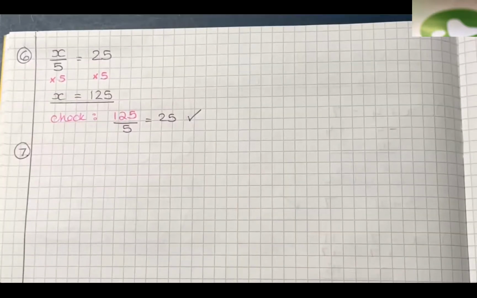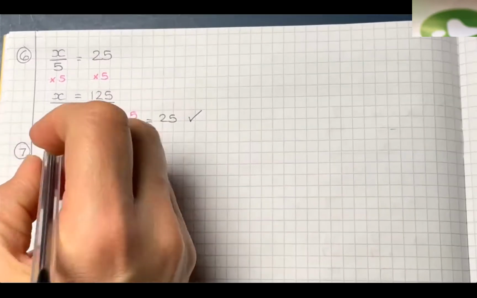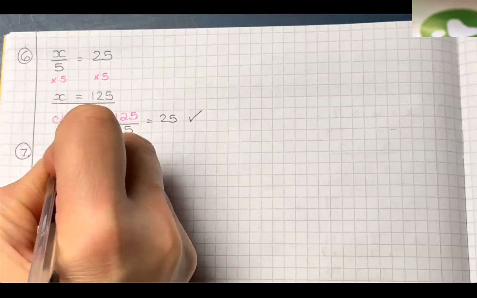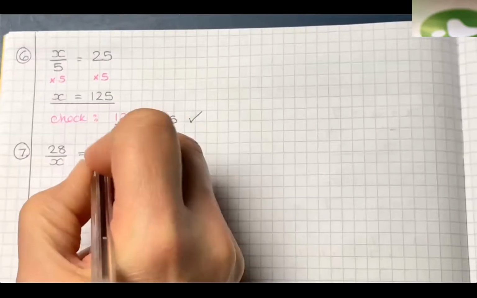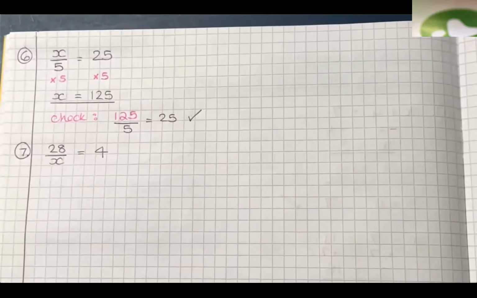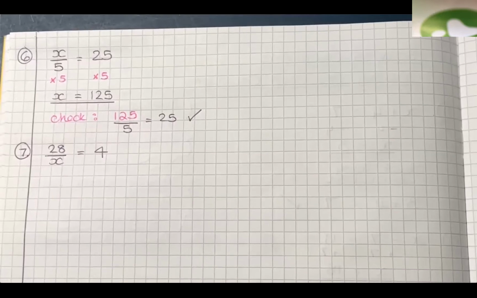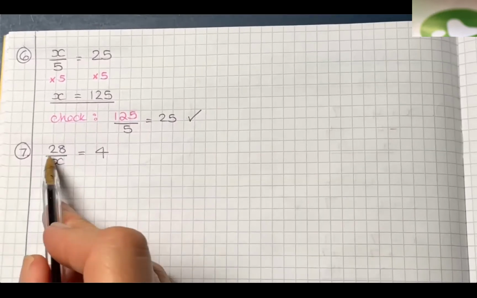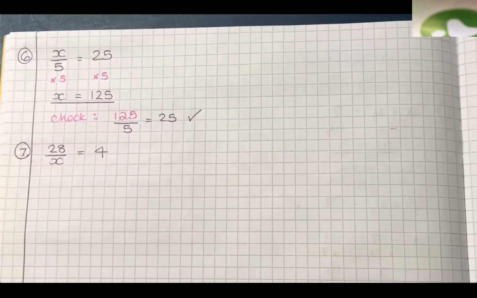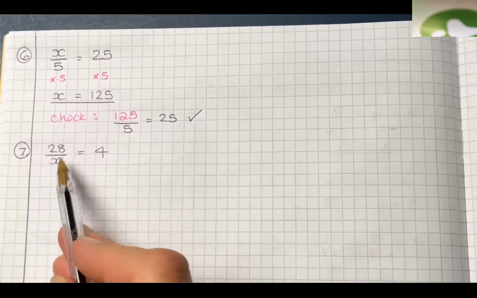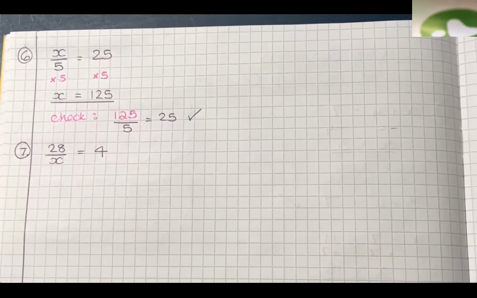Question 7. So, what about if it was the other way round? Let's say I had 28, and this time I was dividing it by x, and my answer is 4. Now, some of you again might look at using substitution, using trial and improvement to see what value of x gives you an answer of 4. And some of you might say, well, I know that 28 divided by 7 is 4, so x is 7. And you would be correct.